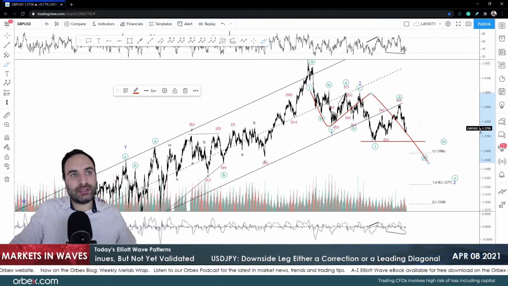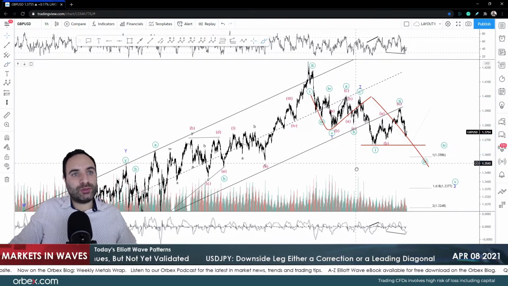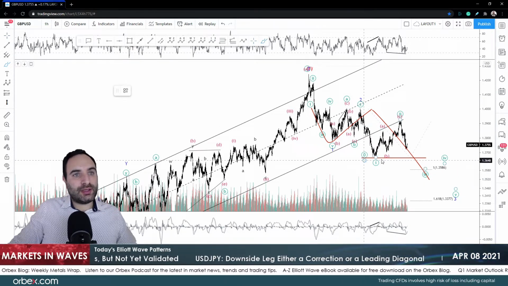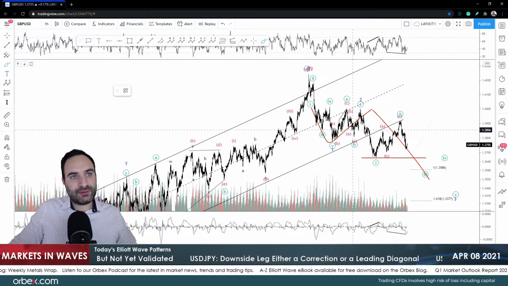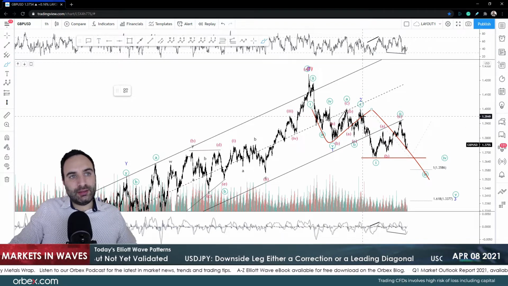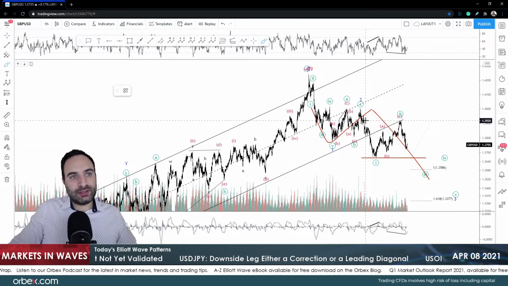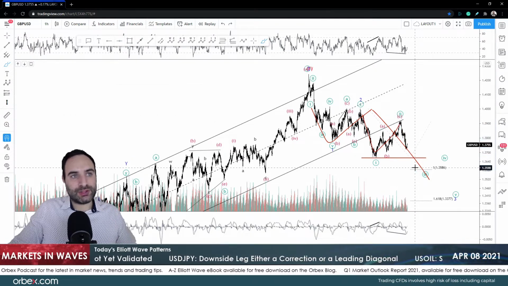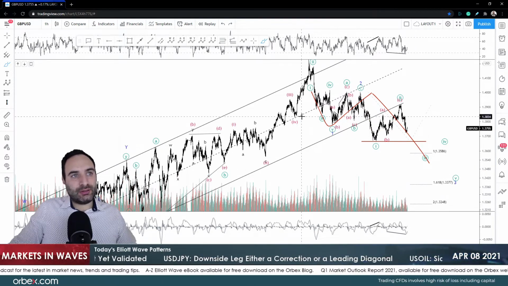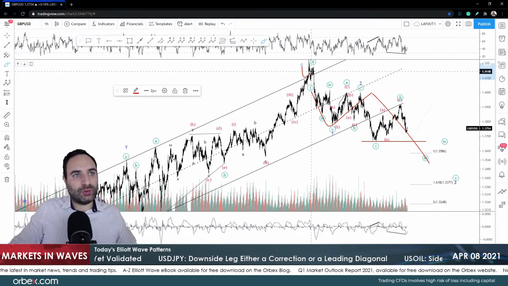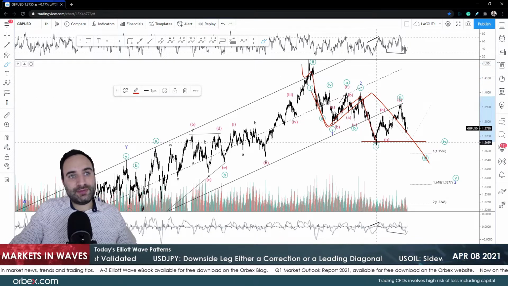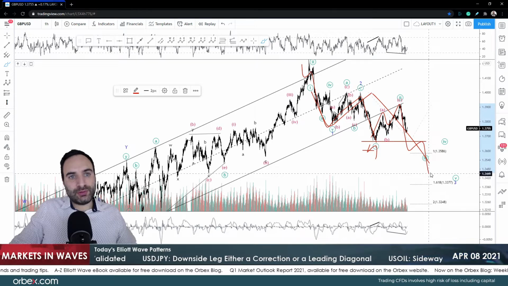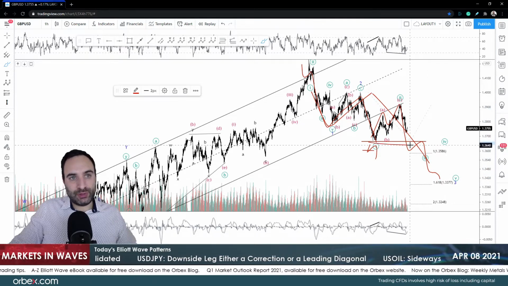It's looking like this is potentially a 5, so we'll get the B, and then obviously, this is not really a 5, is it? It looks like an ABC mainly. So in that ABC scenario, it could be a case, guys, that this is 1 and 2, this is 3 and 4, and this is 5, which is wave A. Then we're going to get that B, and then we're going to get 1, 2, 3, 4, and 5 for C. Okay, we can still break below that level.